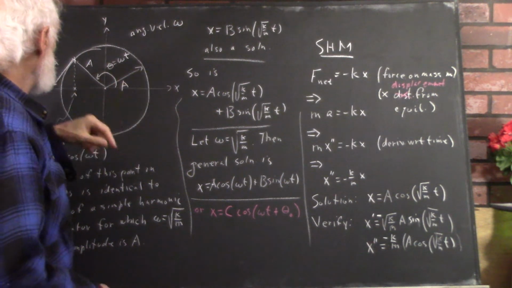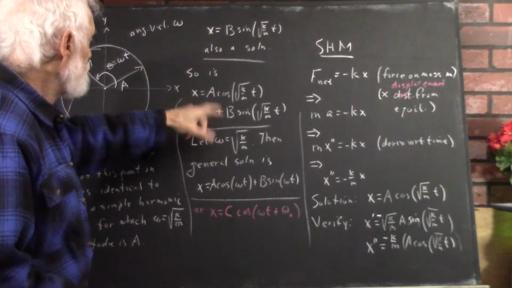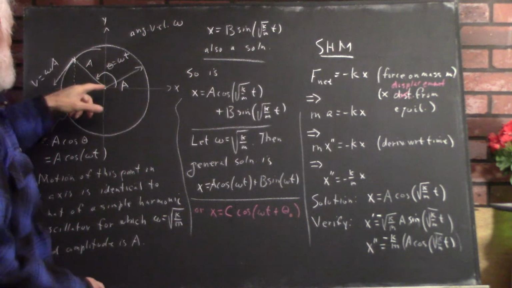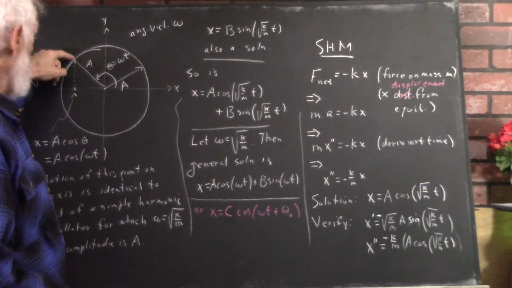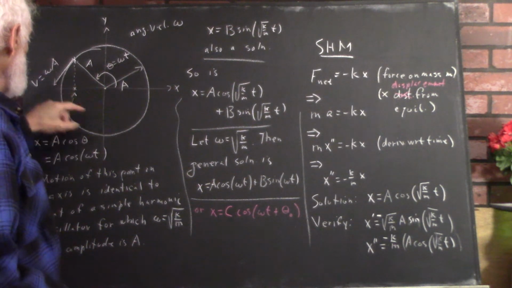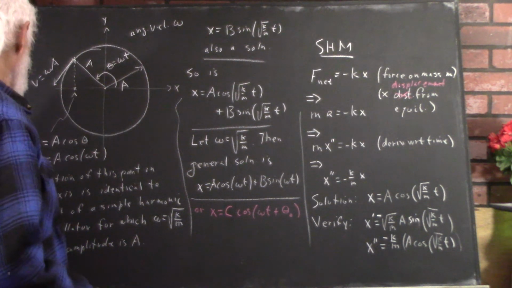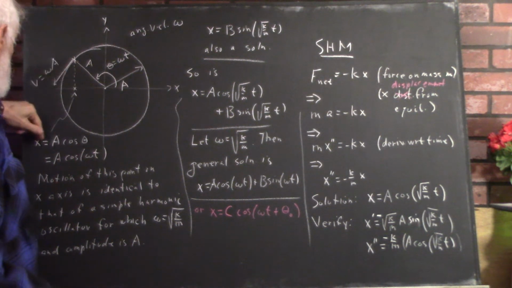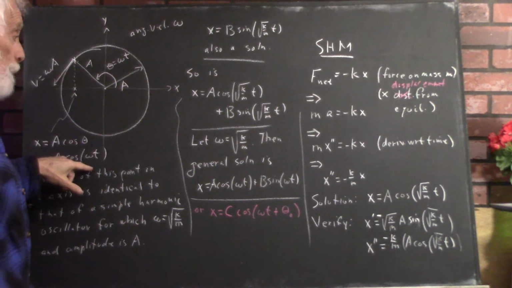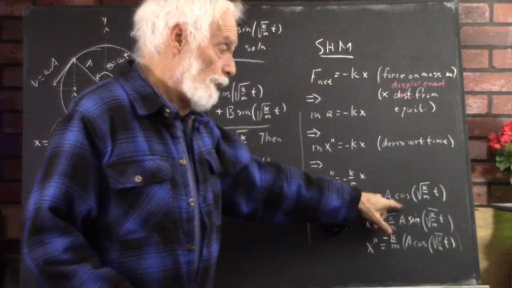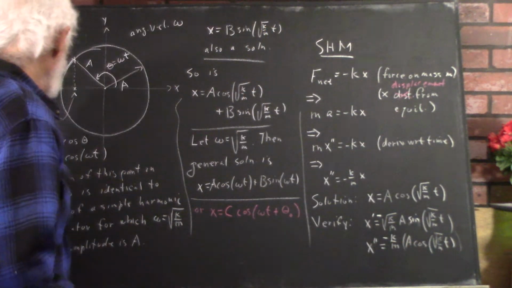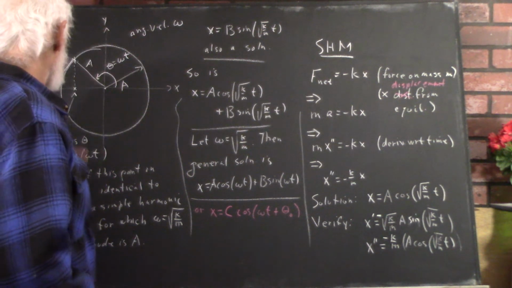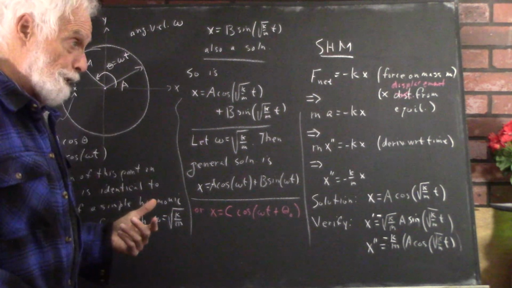If the circle has radius big A, to match the big A you get for the cosine function, then when you're at this position, your displacement from equilibrium, here's your x. Just by this triangle, project this down here, x is A cosine theta, which is A cosine of omega t, since the square root of k over m is omega.